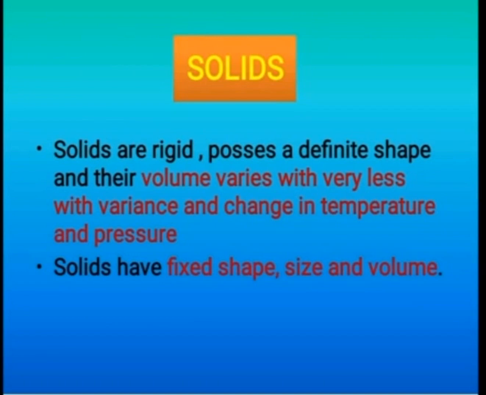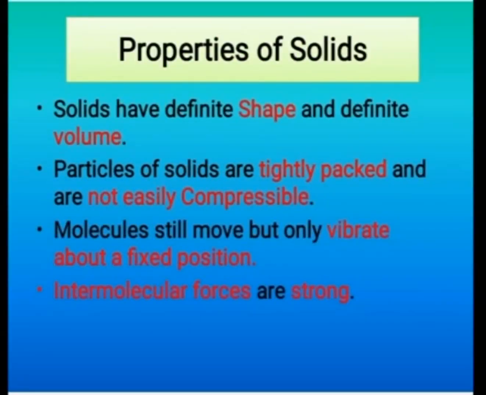Solids are rigid, possess a definite shape, and their volume varies very little with change in temperature and pressure. Solids have fixed shape, size and volume. Let us take an example of a table, which has a regular shape, size and volume. We have discussed what solids are.